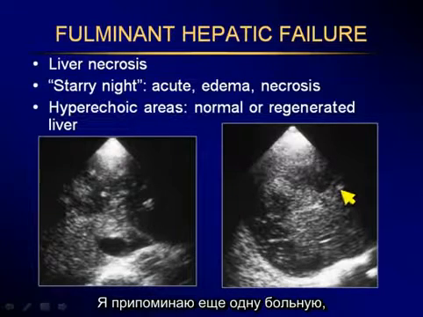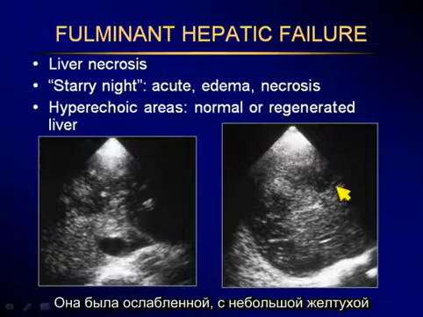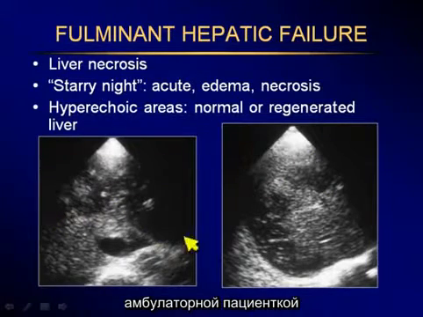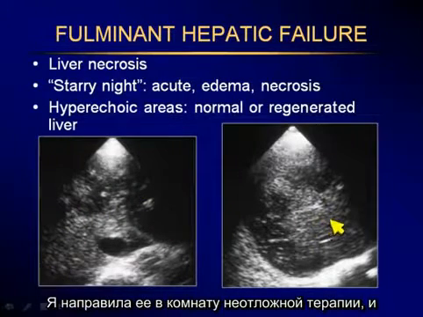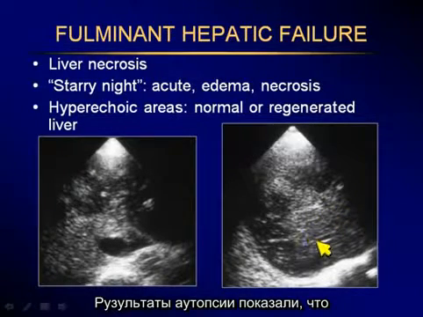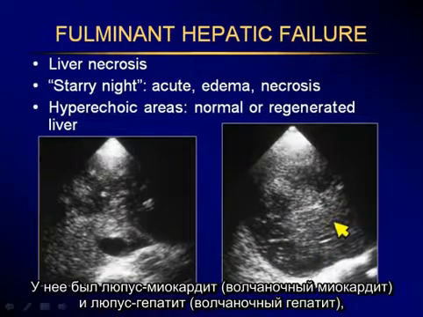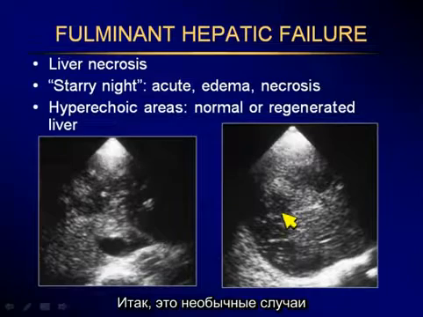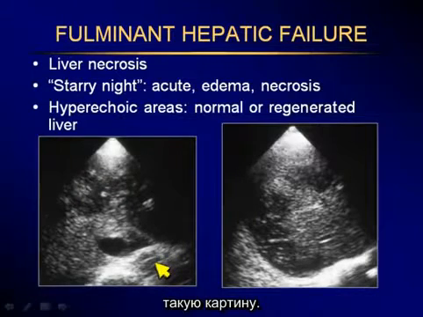Another patient that I recall with this pattern was a 34-year-old woman who was weak and a little bit jaundiced, in the outpatient setting, and I thought, gee, this liver, something's very wrong. I sent her to the emergency room, and on follow-up, I found out that within 24 hours she was dead. Autopsy revealed that she went into heart failure. She had lupus myocarditis and lupus hepatitis and developed this acute fulminant failure. So these are unusual cases, nonetheless serious, and we should not dismiss such an appearance.